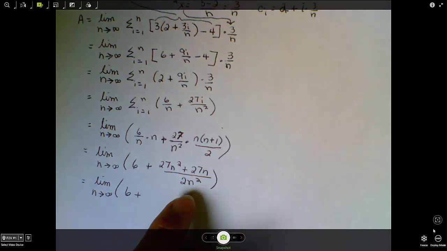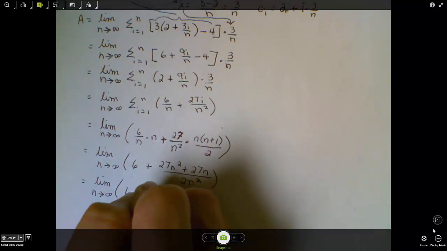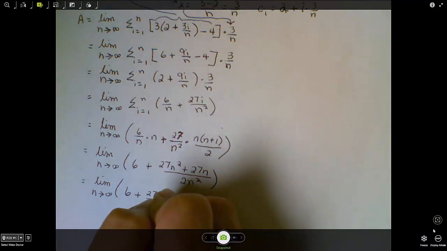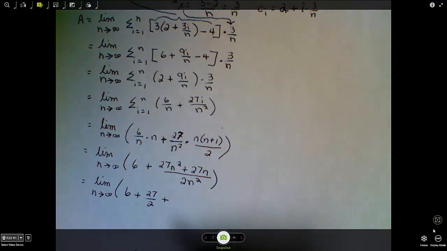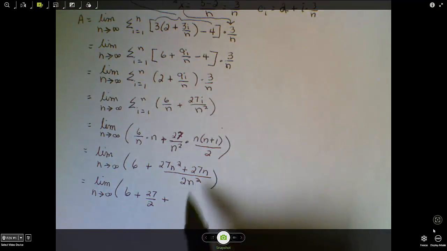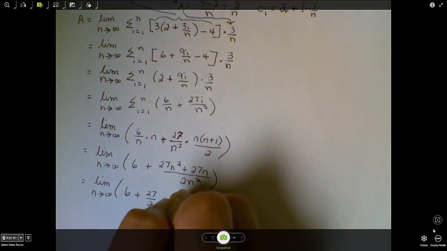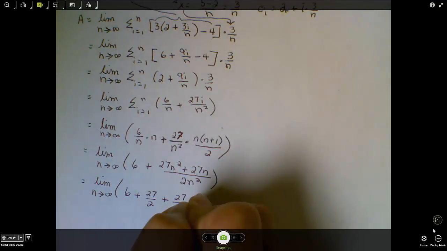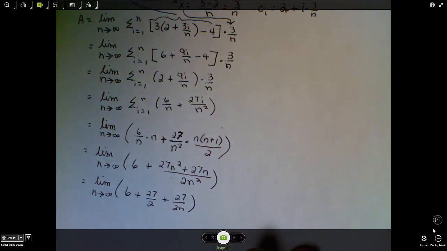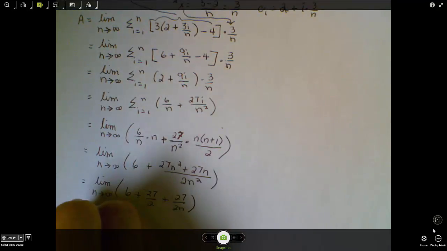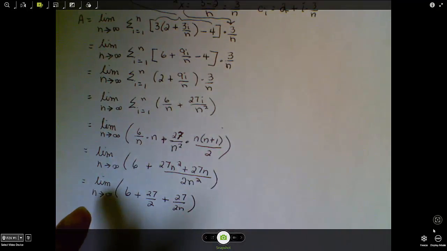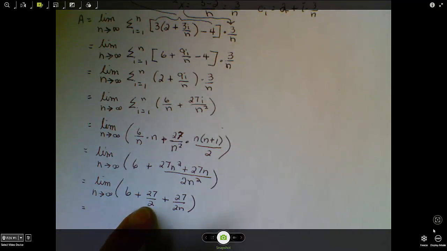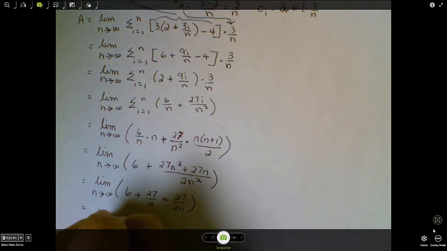27n squared divided by 2n squared. The n squareds cancel, and that's just 27 over 2. The second term, this n will cancel one of those n's and leave you 27 over 2n. So finally, we have the limit of 3 terms. 2 of those terms are a constant, and I'm ready to take the limit of 6 plus 27 over 2. Well, the limit of a constant is just the constant.